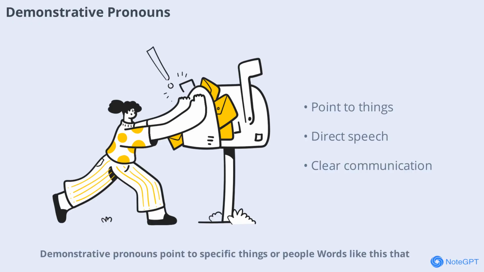Demonstrative pronouns point to specific things or people. Words like this, that, these, and those help you show exactly what you're talking about. For example, this is my bag, or those are my friends. They make your speech more direct and help listeners understand you better.